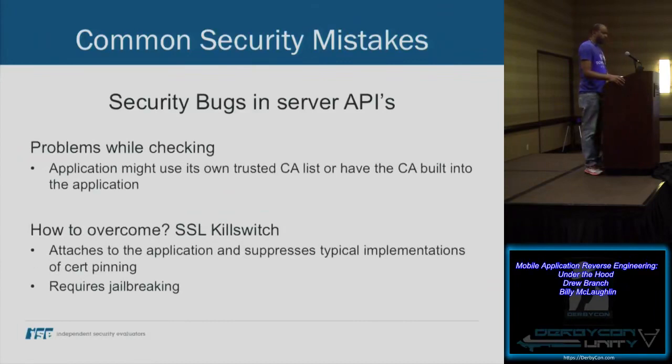So a problem while checking security bugs in an API is that the application might use its own CA or have the CA built into the application. If a developer is actually building the CA into the application, they're using a process called cert pinning, which is just associating a host with its expected cert or public key.